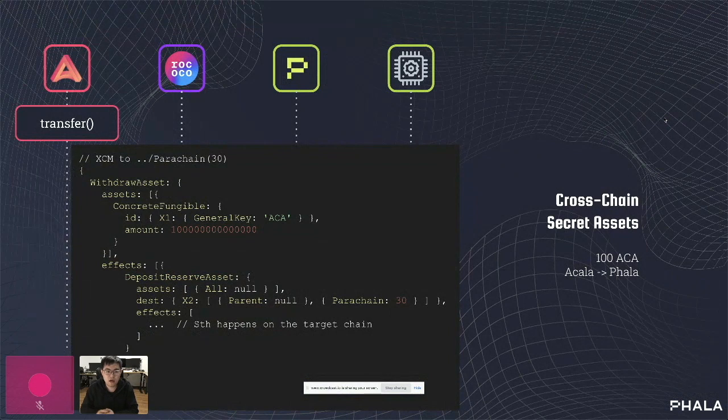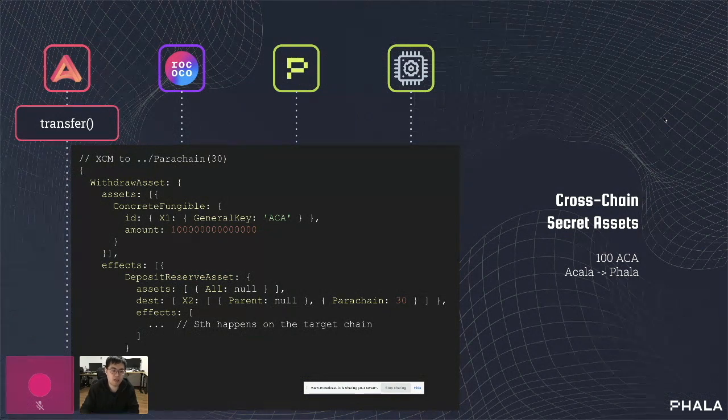And under the hood, here we are showing what happened. Like in the demo, we showed that we can send some Acala token to the Phala network secret wallet. The first thing is to invoke the transfer function on the Acala side, and here we show that this is actually an XCM sent to parachain 13, which is Phala network.